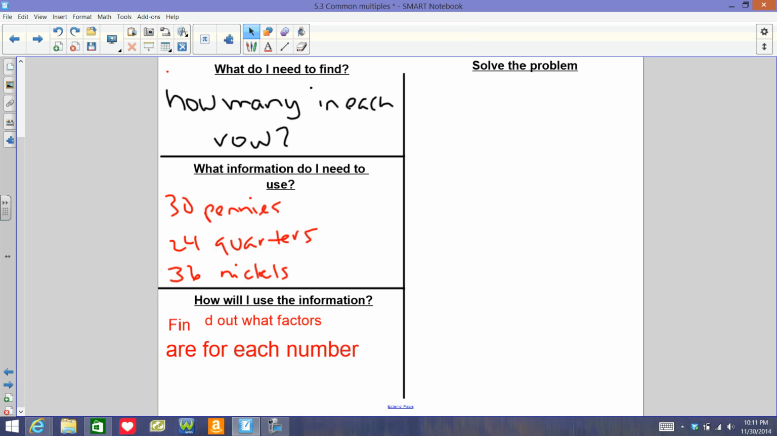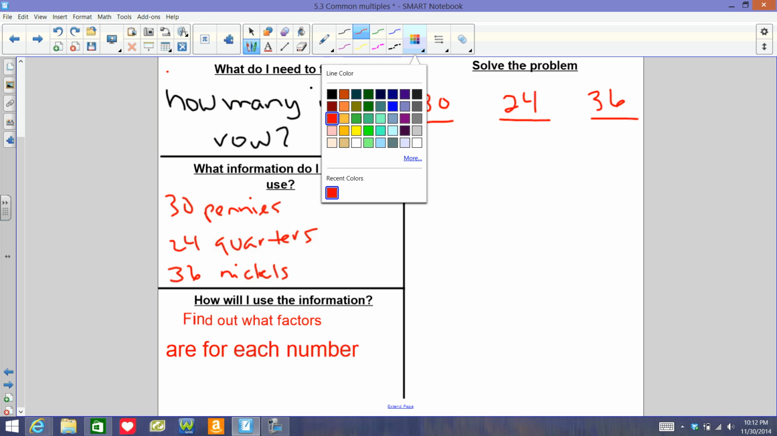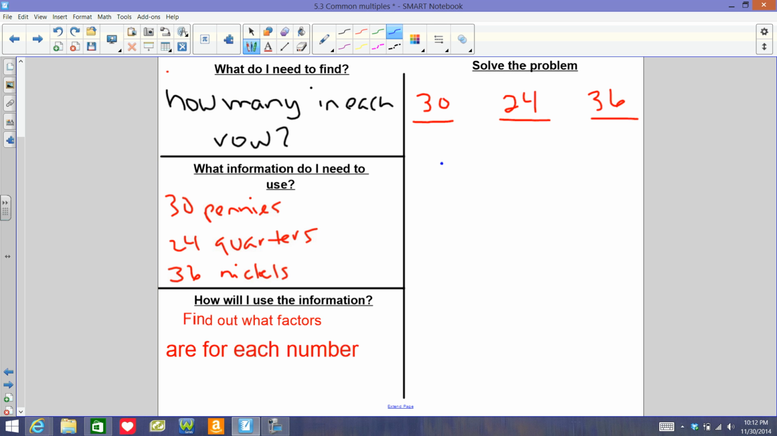All right, so these are supposed to be together, but figure it out. Oh, there we go. All right, so we're going to find out what factors are for each number. Now we're going to solve the problem. So we have 30. We have 24. We have 36. Okay, now I want to figure out the factors for each of these numbers.